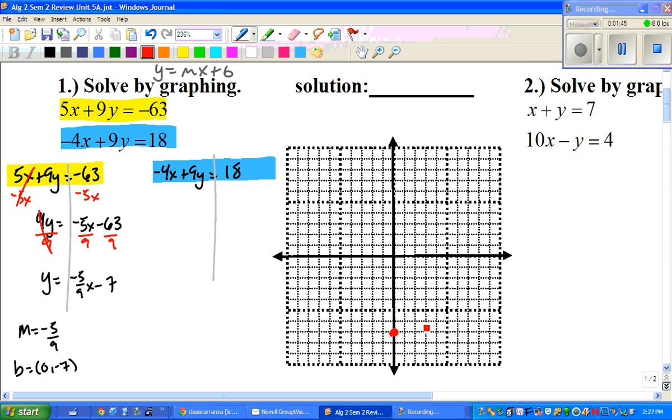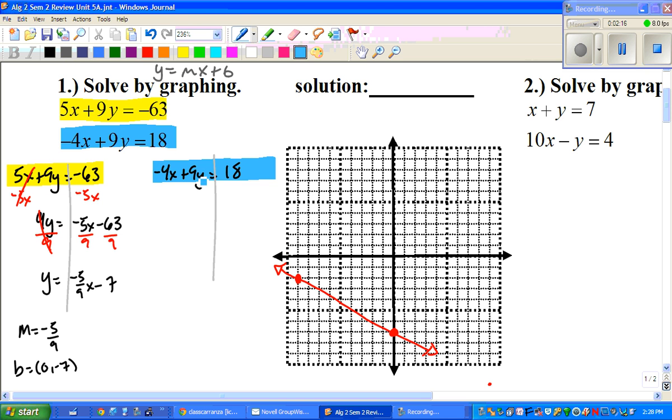I start at negative 7. Now I would go down 5, 1, 2, 3, and it would be somewhere around here. But since I can't do that, let's do the exact opposite. So instead of going down and to the right, I'm going to go up 5 and to the left. And then that's our line. Remember to make it nice and straight. Okay?